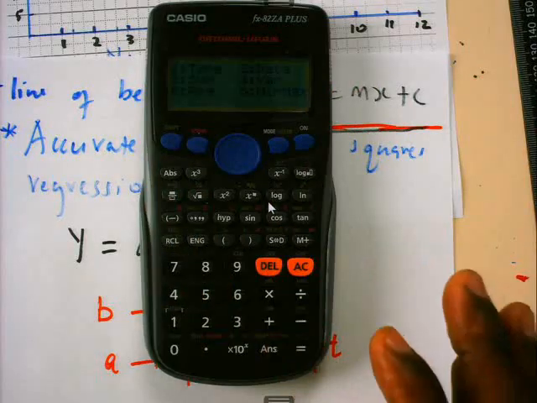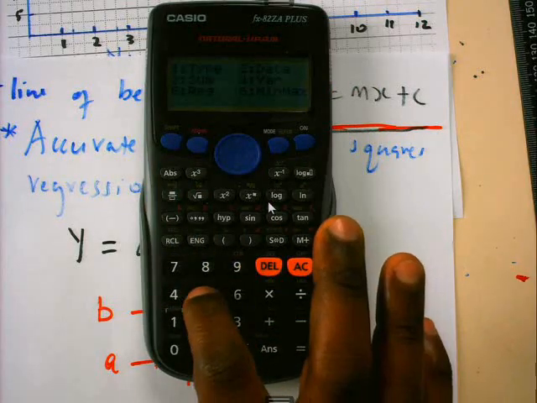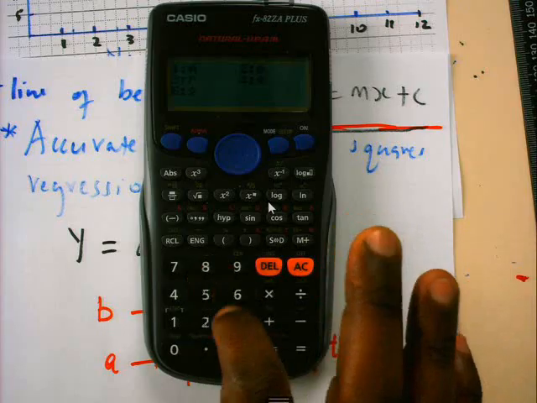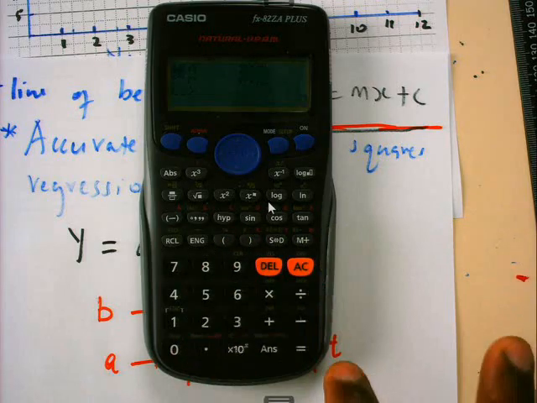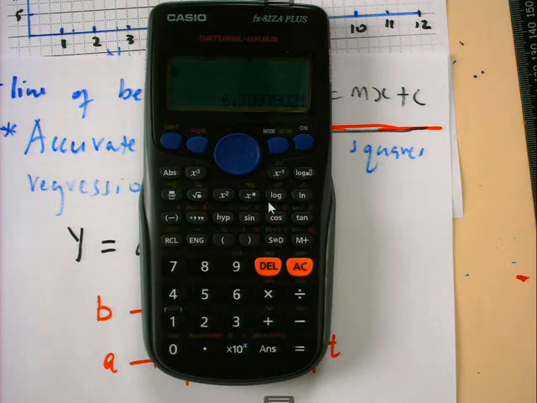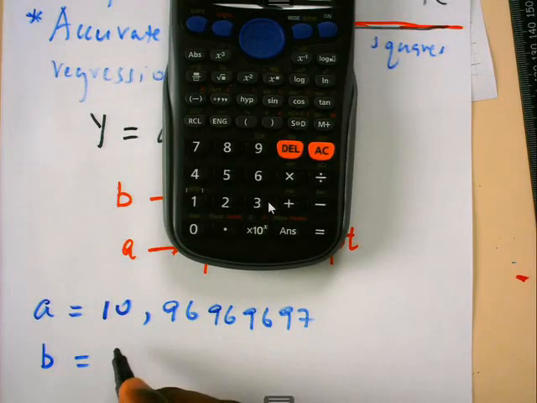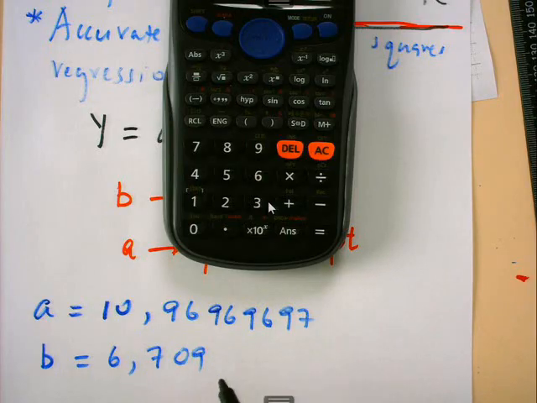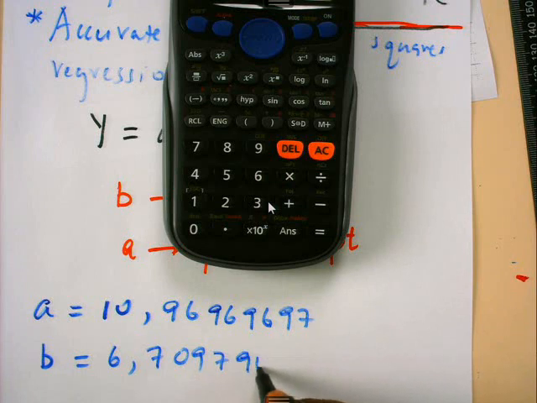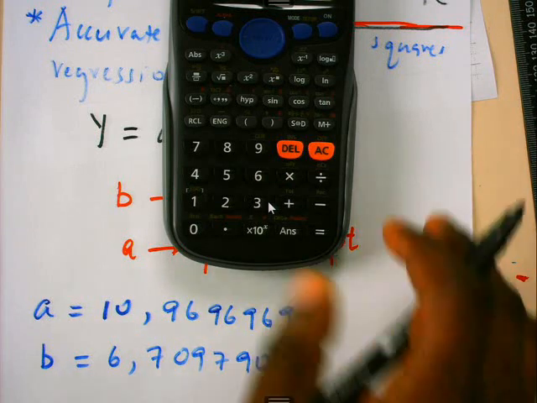Then I go AC again, and then I go shift. Remember 1. It shows me 5 is regression. I press 5. I'm looking for the value of B. B is 2. I press B is equals to. Now I also write the value of B. The value of B, the calculator says 6.7097902. That is the value of B.